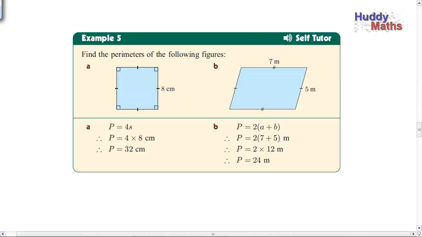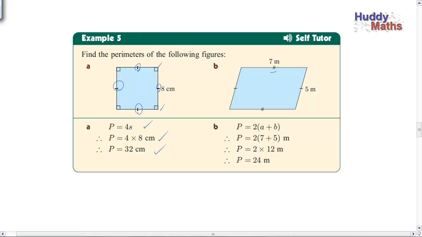So here's another example from Hayes and Harris. Find the perimeters of the following figures. So this is a square. It's got equal sides. So we can just say it's 4 times the side length, 4 times 8, 32 centimetres, rather than going 8 plus 8 plus 8.